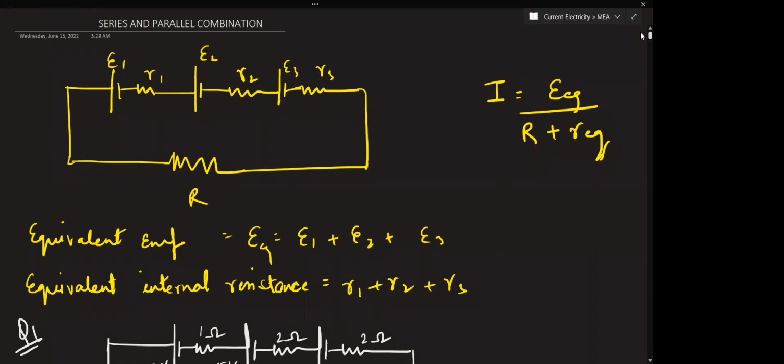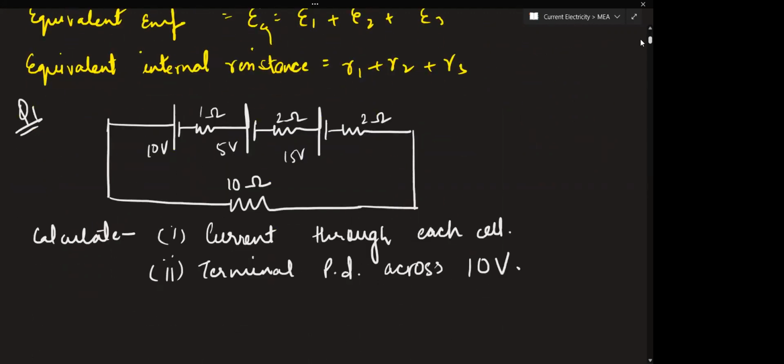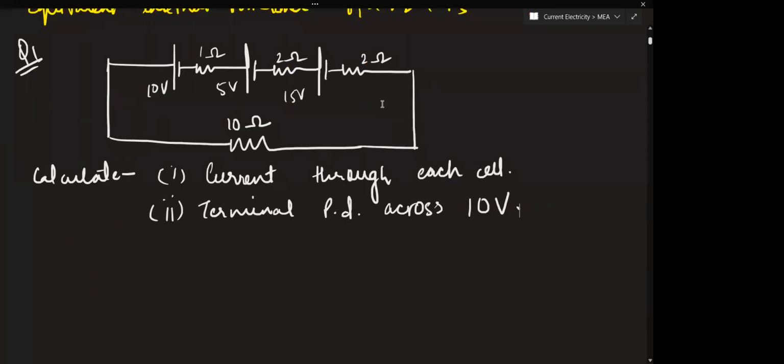Ma'am, in the question, we have to find only two things. Yes, only two things. First, note down these points, then you can solve this question. Current through each cell, and then the terminal potential difference across 10 volt. Means this.